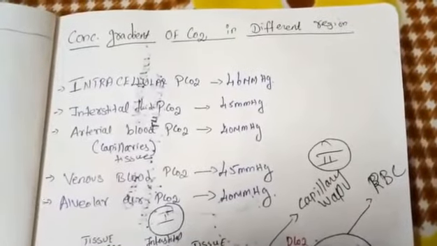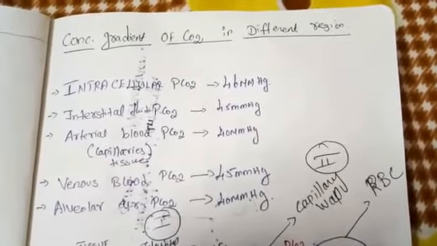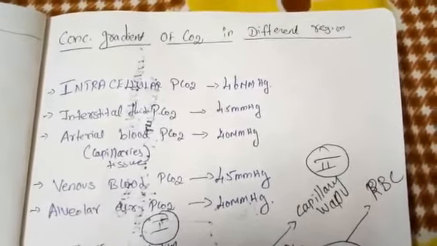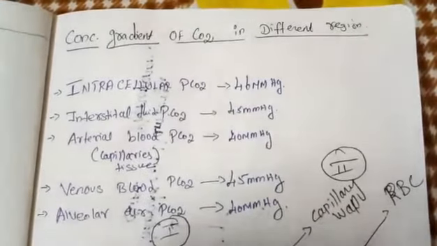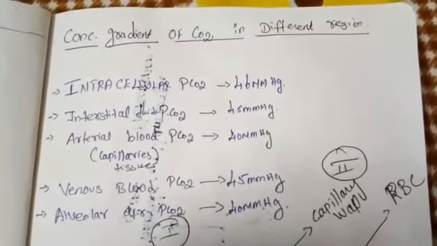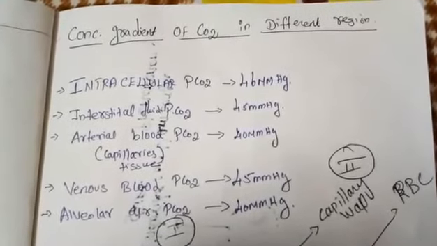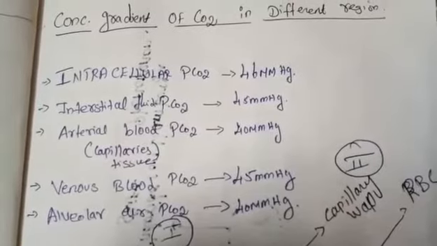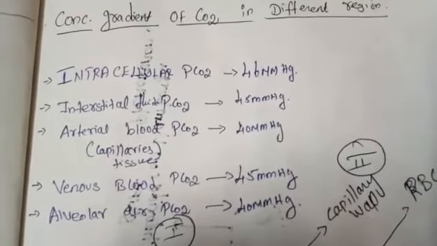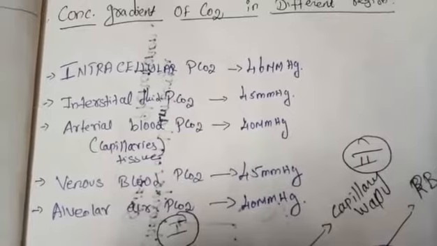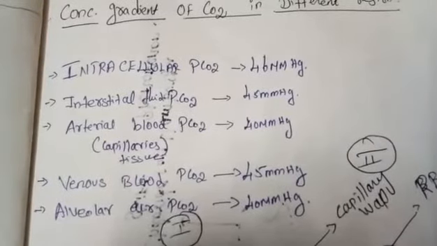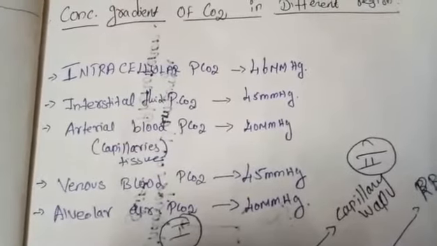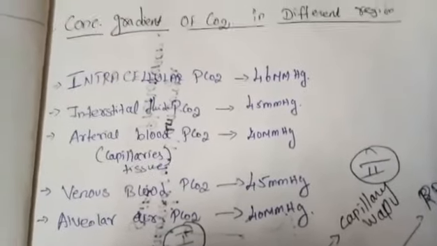Before going to see the diffusion of carbon dioxide in the blood, first we'll see the concentration gradient of carbon dioxide in different regions. Inside the tissue, the partial pressure of carbon dioxide is 46 mmHg. In the interstitial fluid, the partial pressure of carbon dioxide is 45 mmHg. In the arterial blood, that is tissue capillary, the partial pressure of carbon dioxide is 40 mmHg. In the venous blood, the partial pressure of carbon dioxide is 45 mmHg. In the alveolar air, the partial pressure of carbon dioxide is 40 mmHg.